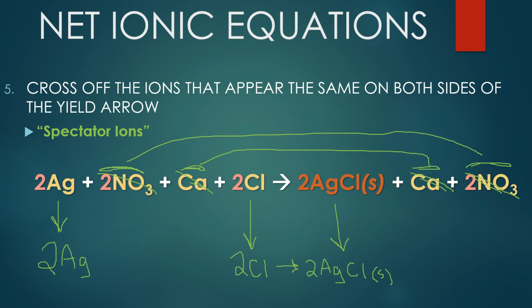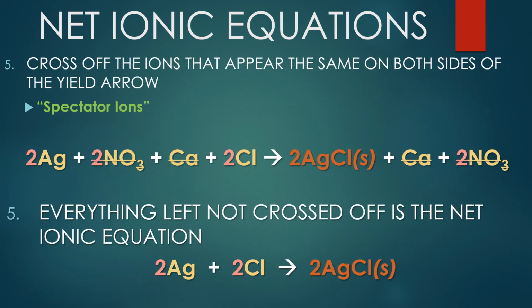Oh, and let's go back in between this 2 silver and 2 chloride and put a plus sign in there. So now that we have these spectator ions all crossed out, the ions that are the same before and after the yield arrow, those are crossed out. We've rewritten the ones that are left. The equation that's left, after everything else is crossed out, is your net ionic equation. So see, here it is written all pretty. 2 silvers plus 2 chlorides yields 2 silver chlorides. And that's it. That's your net ionic equation.